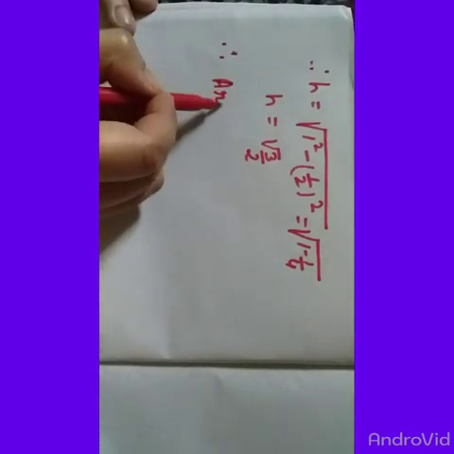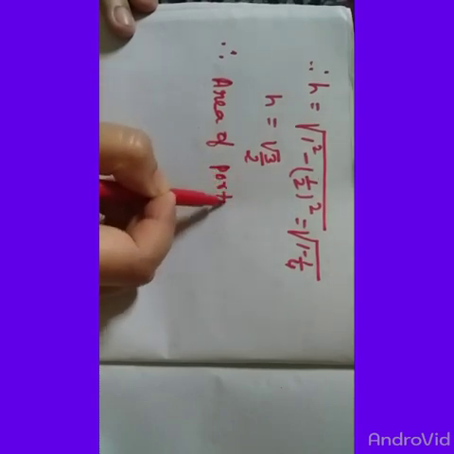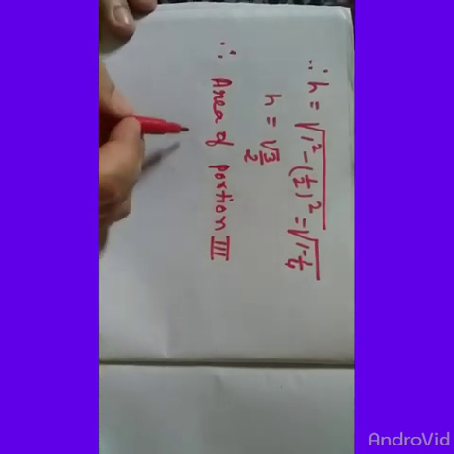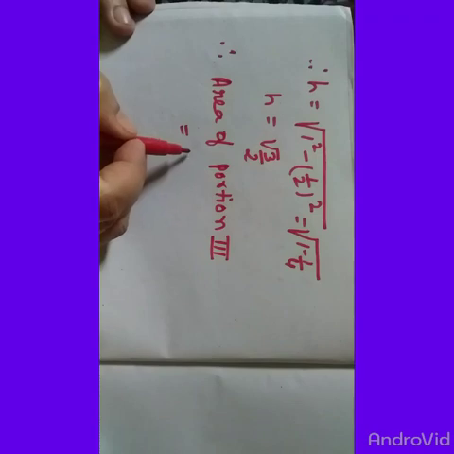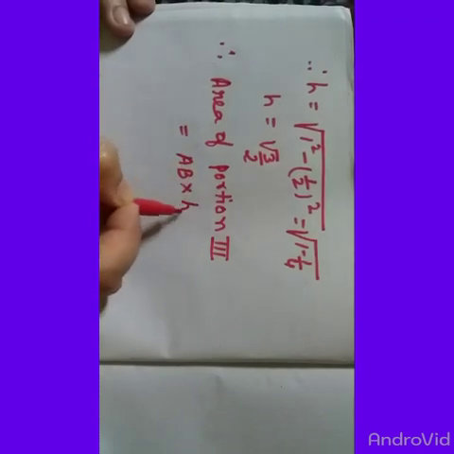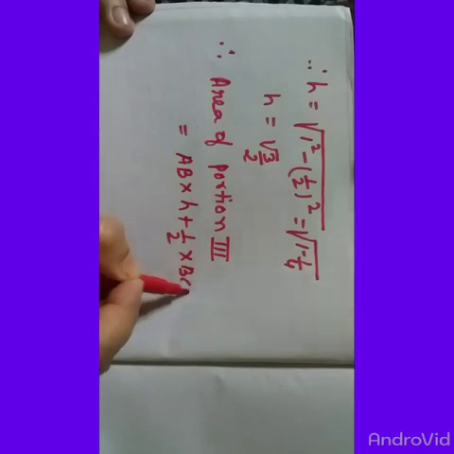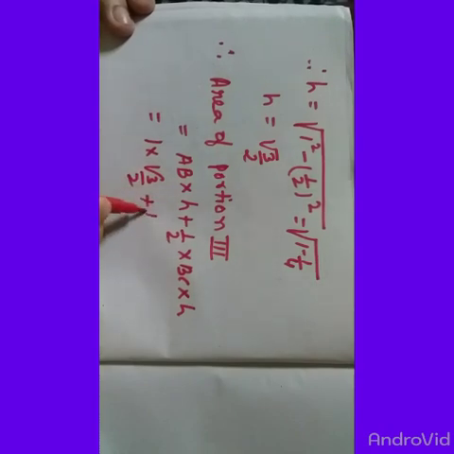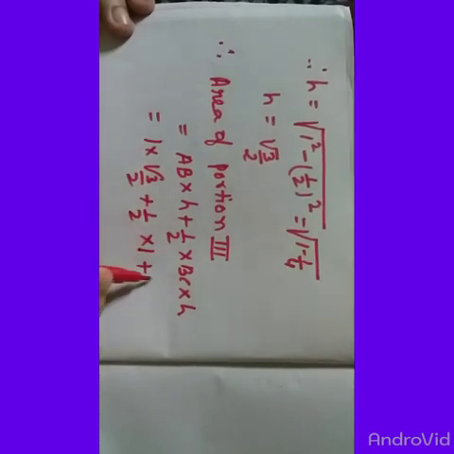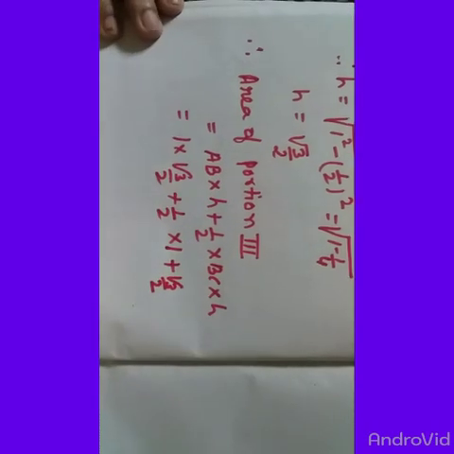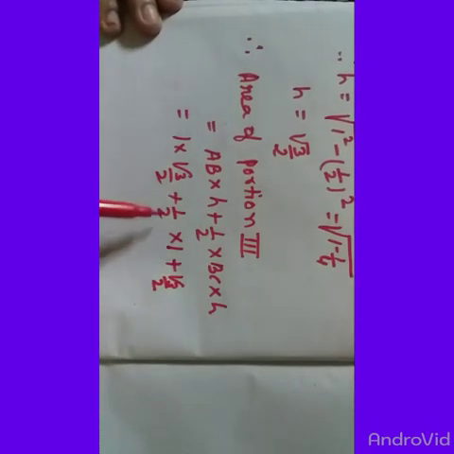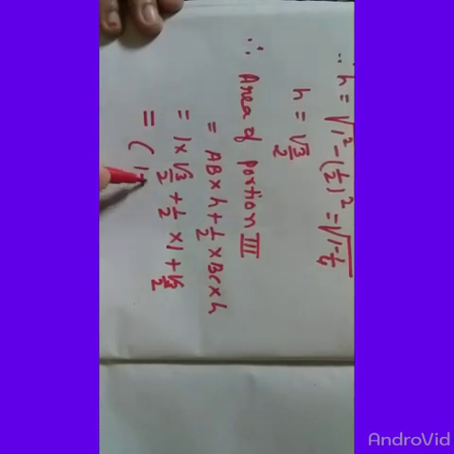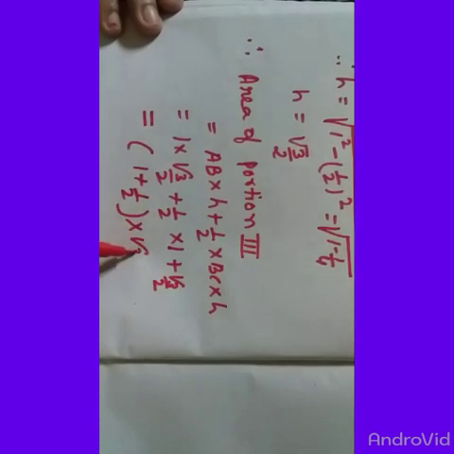Then we will find the area of portion 3. Area of trapezium is equals to half into sum of parallel sides into height. So we will write area of portion 3 is equals to 1 into root 3 by 2 plus half into (1 plus root 3 by 2)... we will write 1 into root 3 by 2 plus 1 by 2 into 1 plus root 3 by 2. So this becomes (1 plus 1 by 2) into root 3 by 2.